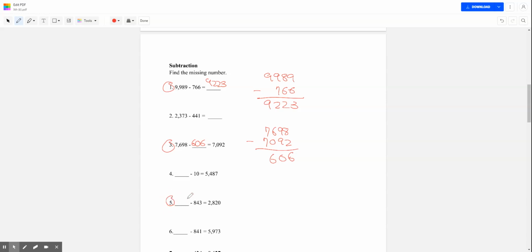Let's look at number 5. Blank minus 843 is equal to 2,820. In this case, we can use the additive property of equality to get the blank. So we're going to add 843 to both sides to get the blank number. So 2,820 plus 843. And we get 3,663 as our answer.